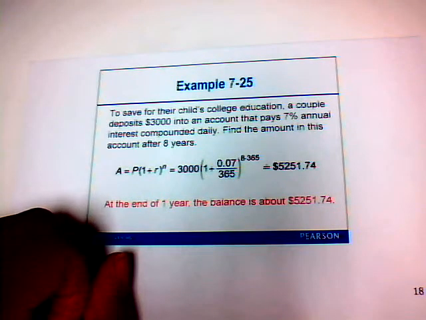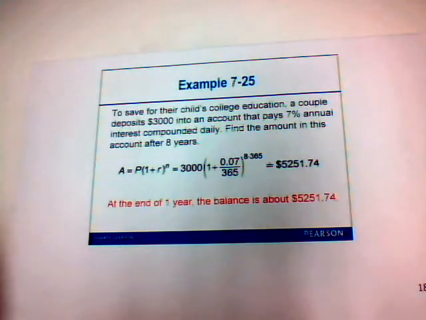Now, if you simplify this in the calculator, you'll get $5,251.74. So after 8 years, the balance will be $5,251.74. Okay, so that will conclude this particular section on percents.